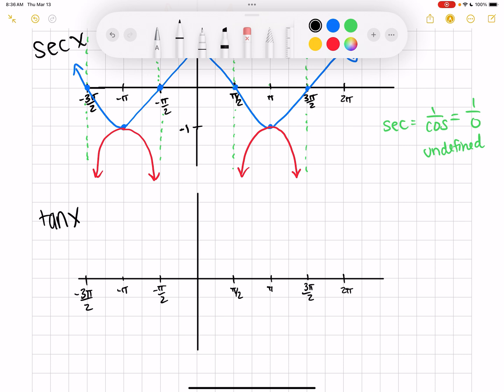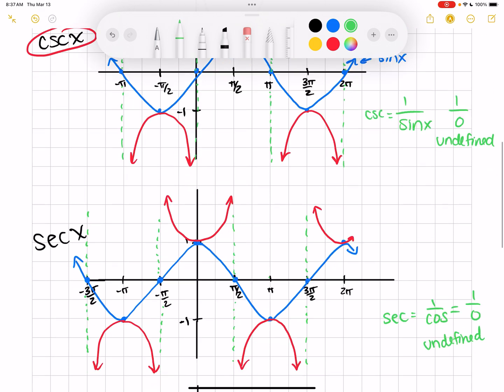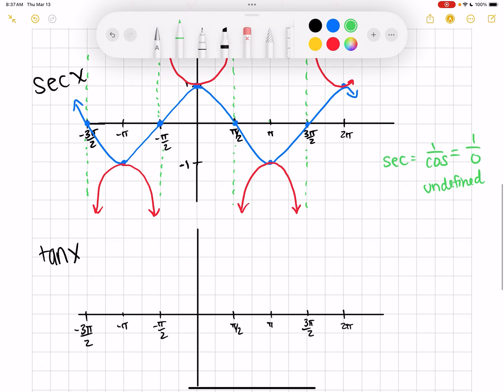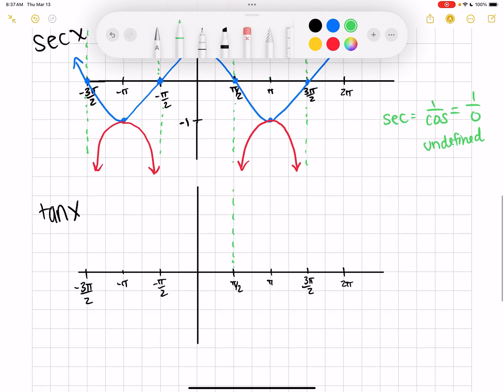So where on our unit circle is tangent undefined? It's at the top and bottom. Yep, so at pi over 2 and at 3 pi over 2. So at every odd increment of pi over 2, so pi over 2, 3 pi over 2, 5 pi over 2, and so on and so forth, we're going to have an asymptote just like we did up here. So this one, the asymptotes are actually in the exact same place as they are with secant. So at pi over 2, 3 pi over 2, negative pi over 2, and negative 3 pi over 2 on this one that I've drawn so far.